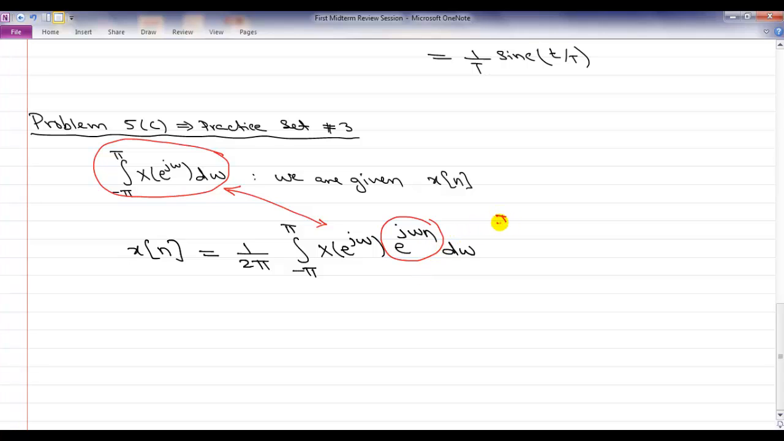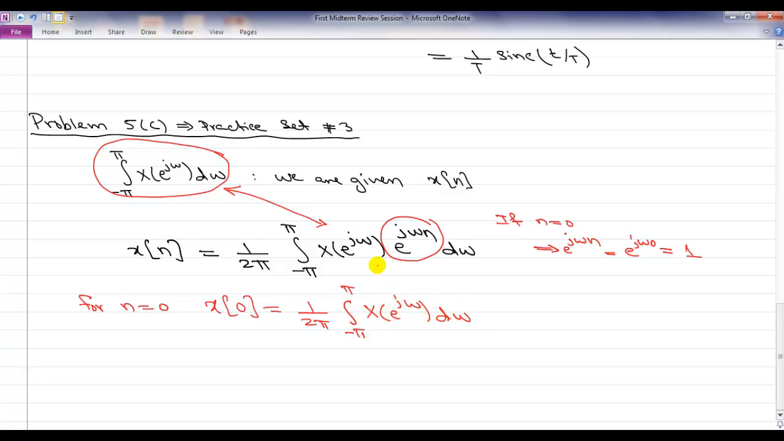Well, if n equals 0, this means that e to the j omega n equals e to the j omega 0, which is equal to 1. So for n equal to 0, I have that x[0] is 1 over 2 pi, integral from minus pi to pi of X(e to the j omega) d omega. So if we are interested in computing only this part, what do we do? Well, that is equal to 2 pi x[0].